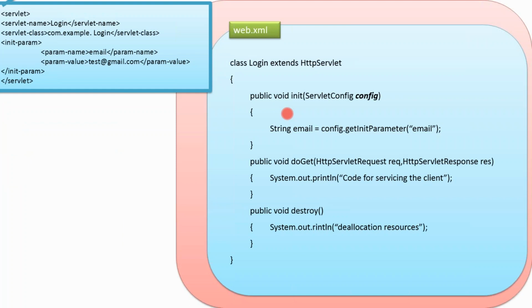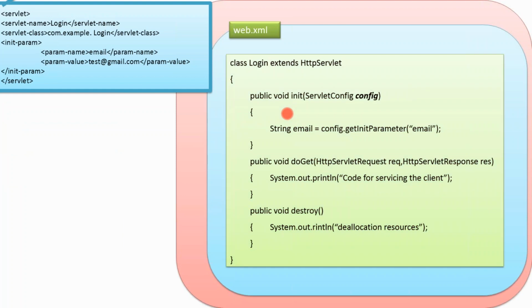Now, public class LoginServlet extends HttpServlet. Over here, the container will create a ServletConfig object. After the container creates a ServletConfig object, it will check if there are any initialization parameters. If it finds the init-param element in the servlet element, it will read that and store it.